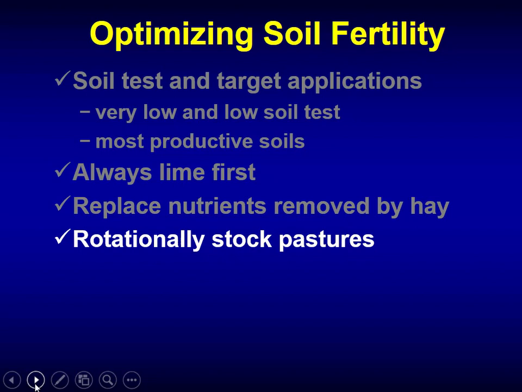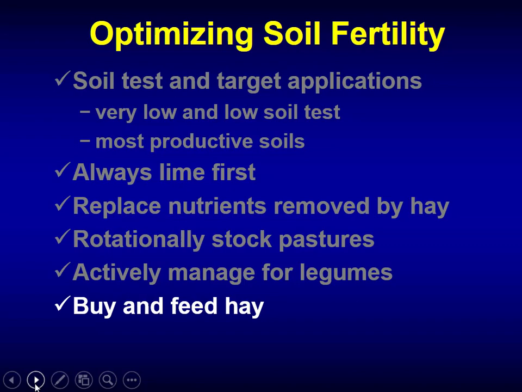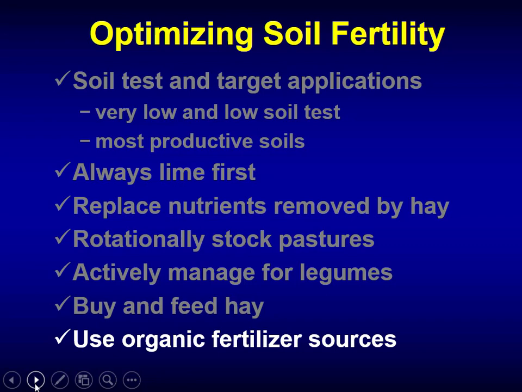Rotationally stock pastures to maximize nutrient distribution and actively manage for legumes in grazing systems. Improves forage quality, dry matter intake, and brings nitrogen into that grazing system. And then think about buying and feeding hay, especially for smaller operations. It just kind of makes sense if you can do that. And we didn't talk about it, but if you can get your hands on organic fertilizer sources, broiler litter, biosolids, depending on your feeling on biosolids, pelleted biosolids, dairy effluent, whatever, those are great nutrient sources, as long as they're used responsibly.